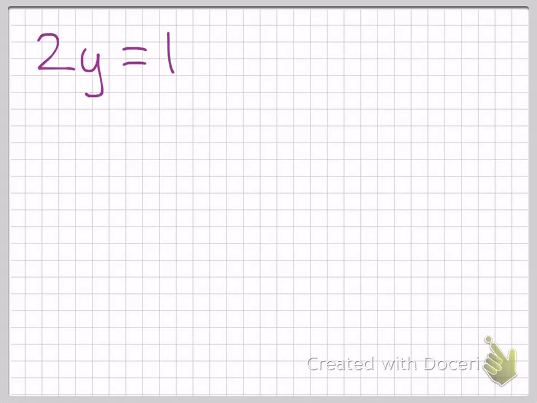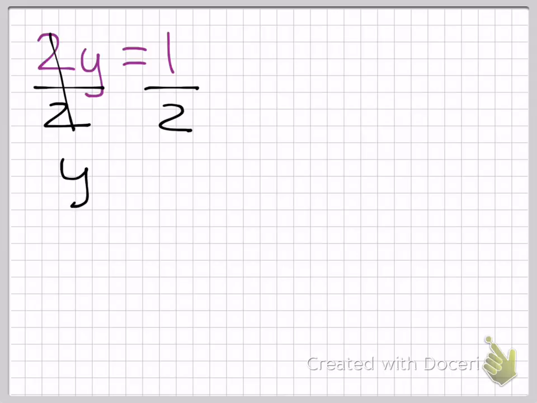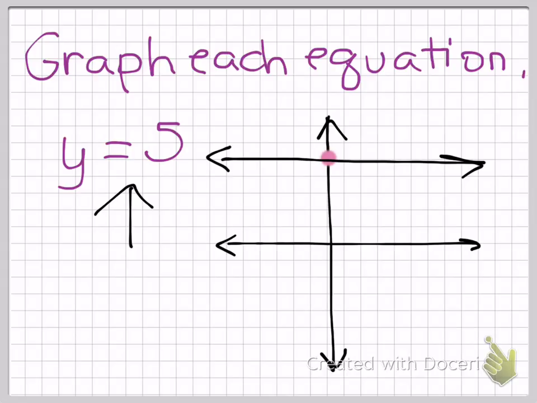Here I have 2y equals 1, so I would need to get y by itself first by dividing by 2. So now I'm left with y equals 1/2. So that's going to be the same thing like I did before, but I'm just going to go to y equals 1/2 and put a point. And then again, I can just draw a horizontal line through y equals 1/2.